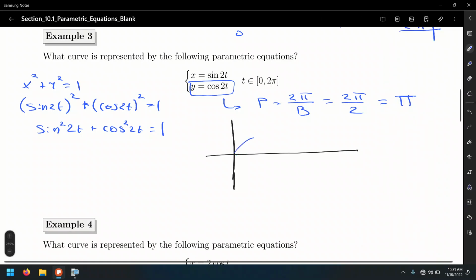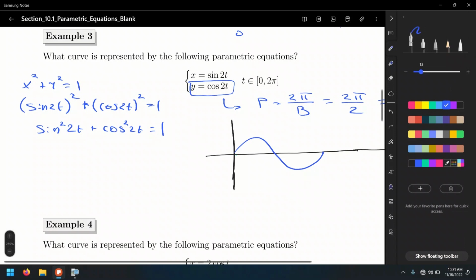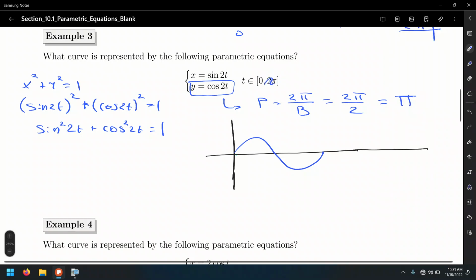However, check this out. That's 1 pi. However, the condition for this parametric equation is that we still graph between 0 and 2 pi. That means that the graph will instead complete 2 cycles. That's 0, pi, 2 pi. How is that going to be represented when we graph it in parametric form?